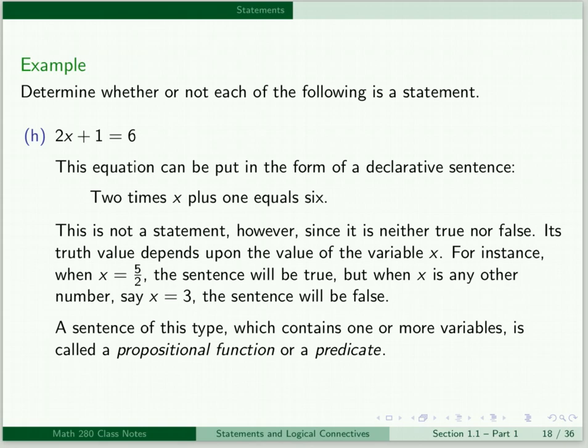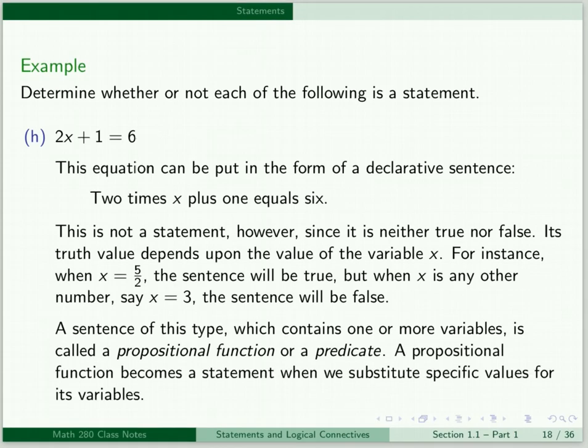A sentence of this type, which contains one or more variables, is called a propositional function or a predicate. A propositional function becomes a statement when we substitute specific values for its variables. And so we'll be examining propositional functions in Chapter 2.